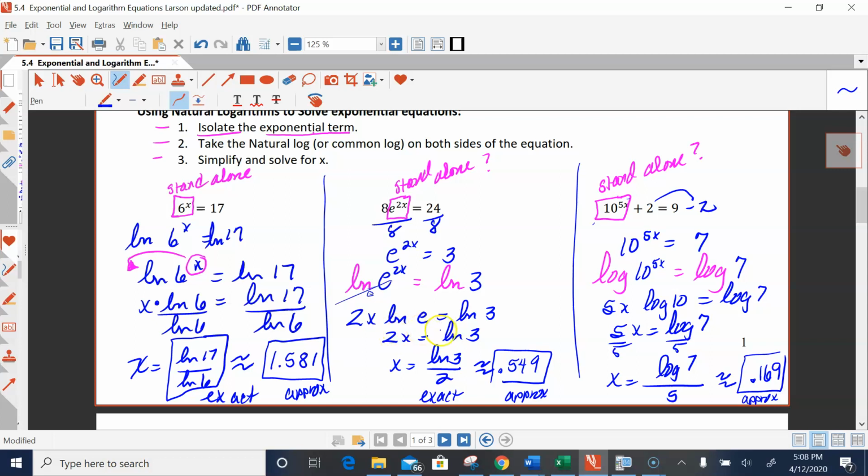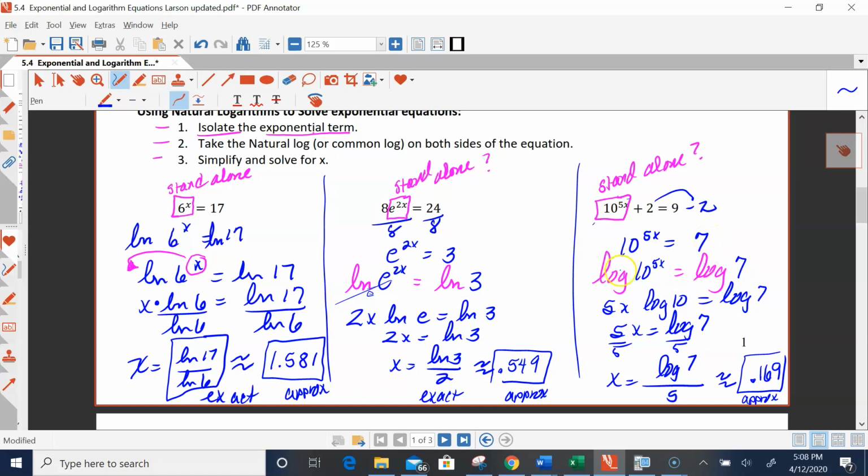So 2x equal ln 3 solves as x equal ln 3 over 2. That would be your exact value. The approximation from your calculator would be 0.549. For this problem, we got the 10 to the 5x by itself by subtracting 2. So we got 7 on the right.